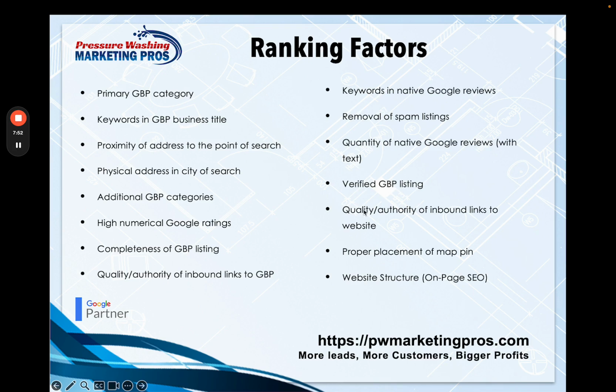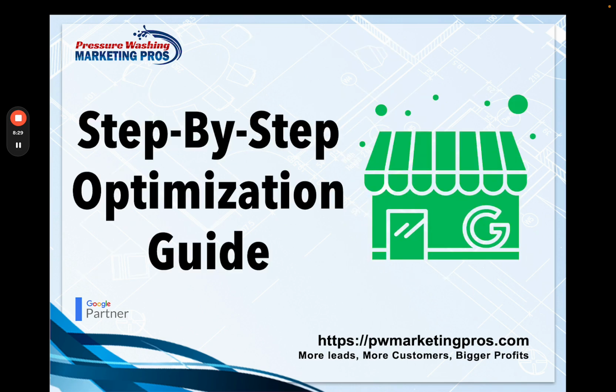The quality and authority of inbound links to your website. Having the proper placement of the map pin, because guys, I've seen a lot of pressure washing businesses where their address is correct, but their map pin is mislocated. Proper placement of that is going to be pivotal and critical for you guys to rank. And then just the website structure, which is the on-page SEO. Google will still pull signals from inbound links to your website and how your website is structured. That's why it's important to not only optimize your Google Business Profile, but to optimize your website as well. But that is for another video. This is all about Google Business Profile.